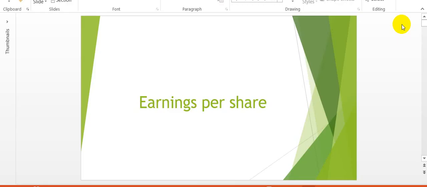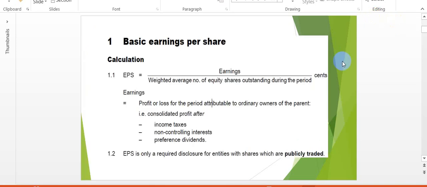Today's session we're going to look at earnings per share. Earnings per share is simply dividing the earnings that a company has made in a period by the number of shares. So you need to memorize the formula.